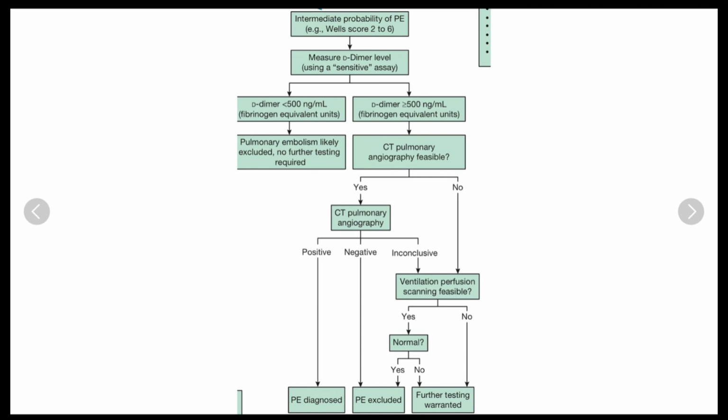Then comes intermediate probability of pulmonary embolism. So the Wells score should be between 2 to 6. In these cases, we will check the D-dimer level. If the D-dimer level is less than 500, then pulmonary embolism is excluded. If the D-dimer level is more than 500 nanogram per ml, then we will go for CTPA.